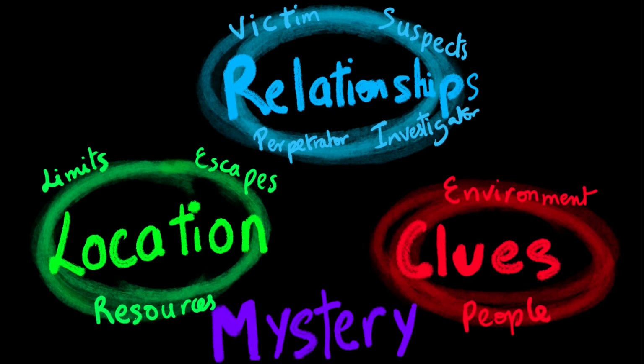How would you design a location for a mystery? You want to factor 3 elements: the resources, the limits of the location, and the potential escapes. The first question you should ask yourself is, where is the building situated? If you can tell where the building is, you know what its limits are, you know what the potential escapes are, and you may also start to define which resources are present inside the building.